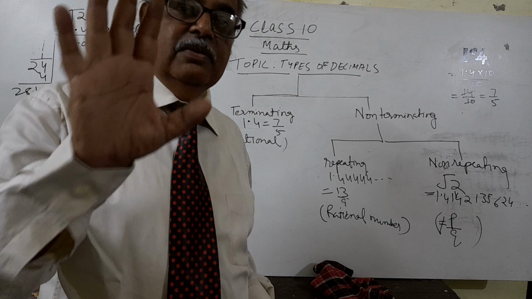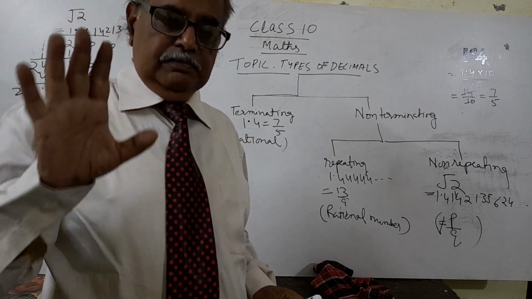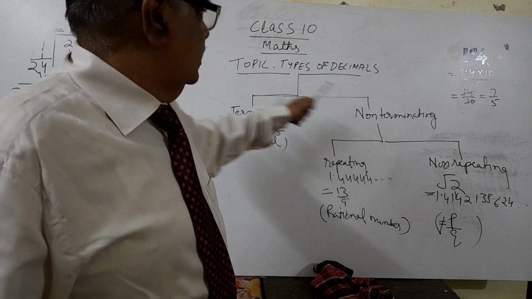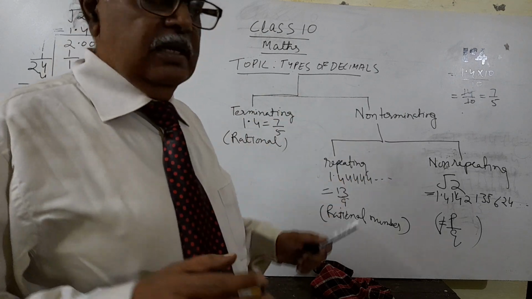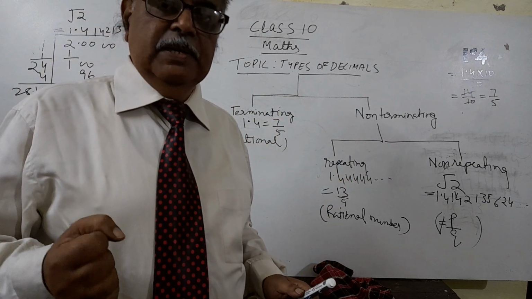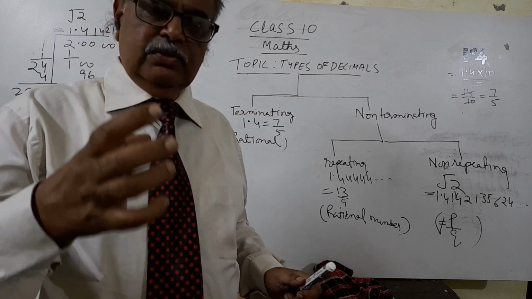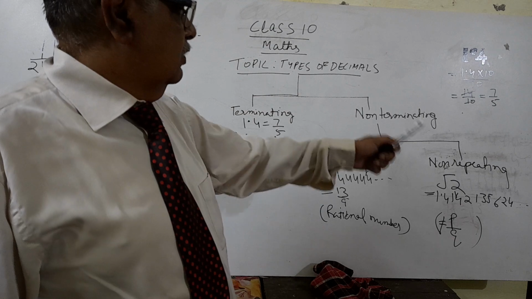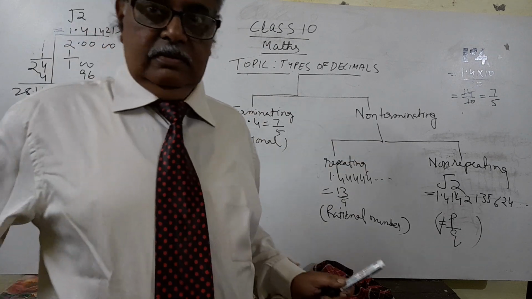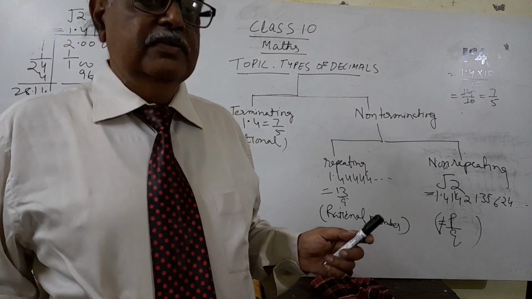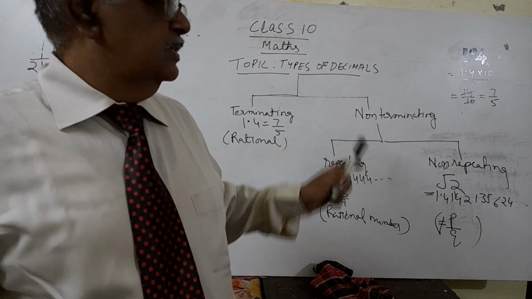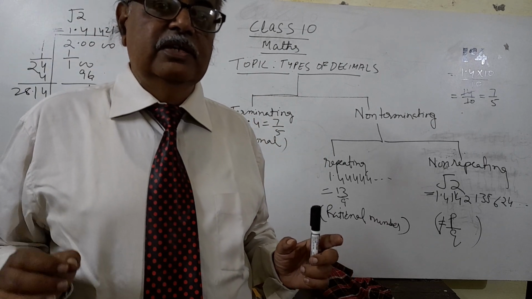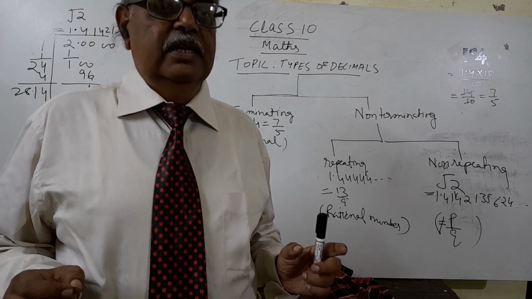When you are trying to understand rational and irrational, this chart of types of decimal gives you a complete idea. You can touch on this concept when you see the concept of decimals. So children, it is very important to understand the types of decimal, because this gives you an idea of what is rational and what is irrational.